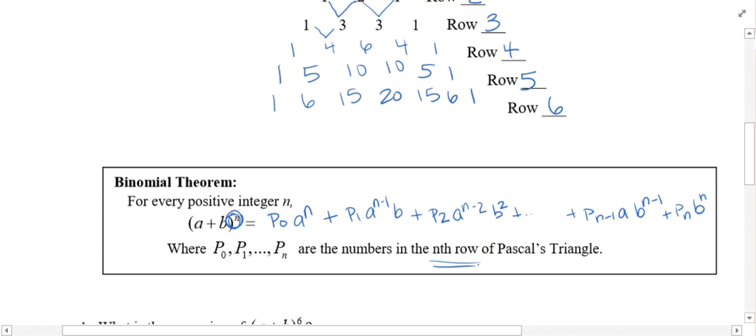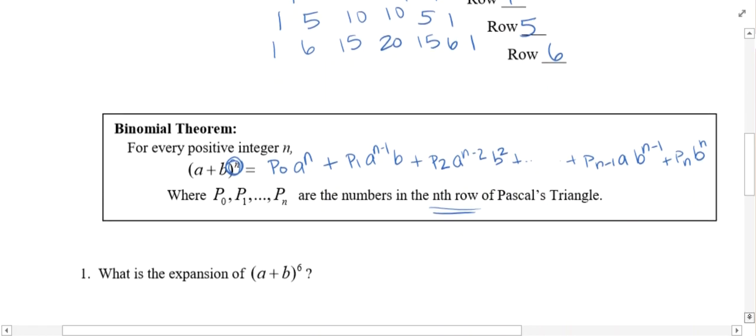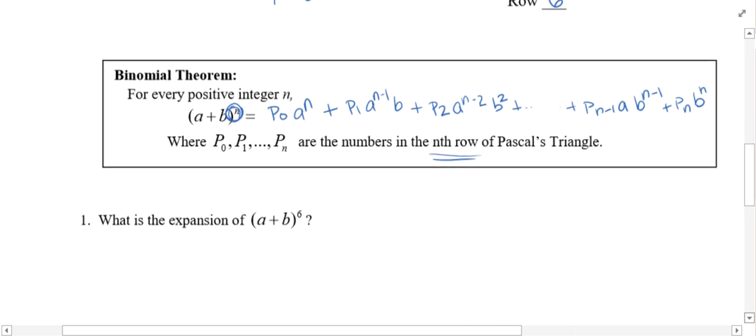Do you also notice that the exponents on your variables always have to add to n, whatever this n is? So here, on the first one, we have a to the n. When you look at the second one, a to the n minus 1, and then it's b to the first. Those exponents sum to n, and you notice that all the way down. You have a to the n minus 2, b squared. Those sum to n. That is one of the things that happens in the binomial theorem as well. Okay, so here we go.